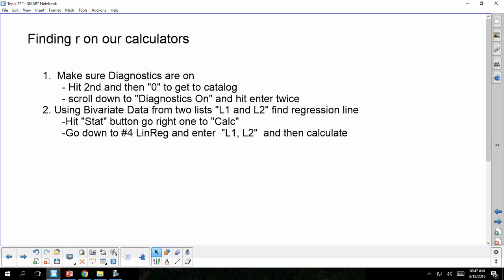So get out your TI-83s, 84s, and you should have some sort of list in there. Let me guide you through how to turn these on. The first thing you're going to do, push the ON button. Next, hit second and the number 0. This is a list of all of the operations available on your calculator. We're going to scroll all the way down until you see DiagnosticOn. You're going to hit enter 2 times, and it should say done.